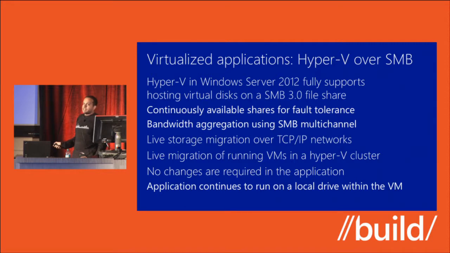So that's the client side. You can move the VM from one node to the other, and everything while it's running. And again, since your app is completely virtualized and it's running inside the VM, you don't actually see any interruption. You don't need any changes to your app. It continues to see a local drive within the Hyper-V, and it continues to run as normal. You don't see any interruptions.